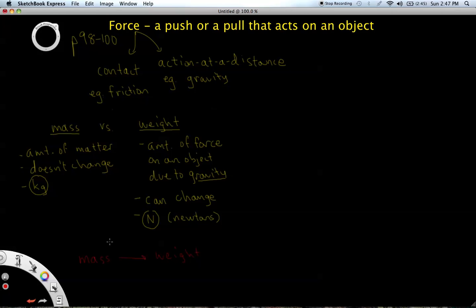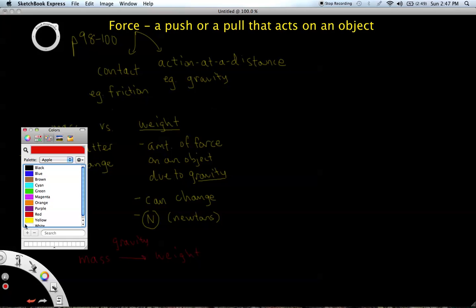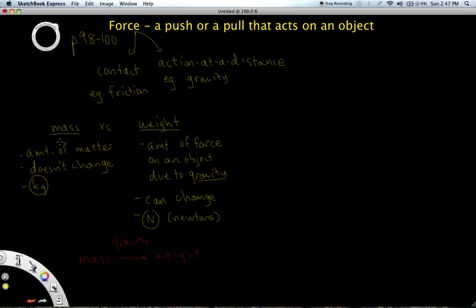So the relationship is when a certain force of gravity acts on a mass, that's what results in the weight. Okay? So let me go back to my yellow here. All right. Now let's do some calculations. A key formula here is F equals mg. A very important formula, and that's the one we'll focus on for this screencast.